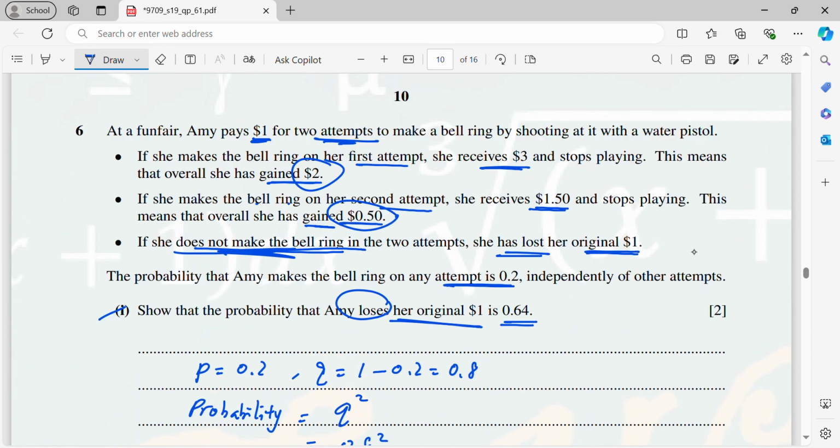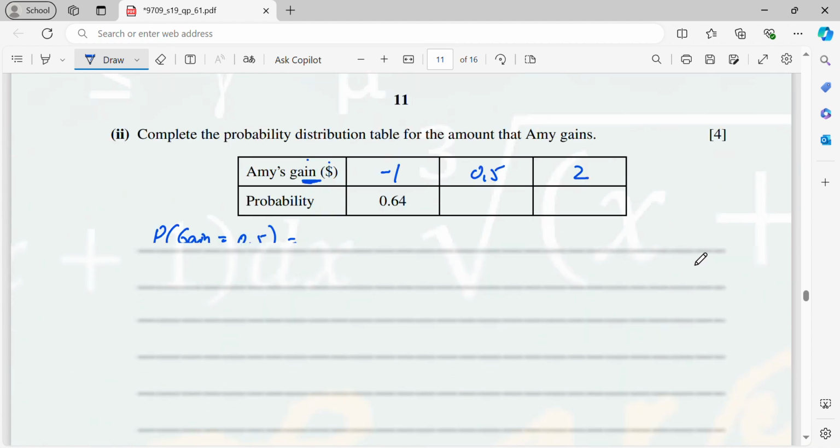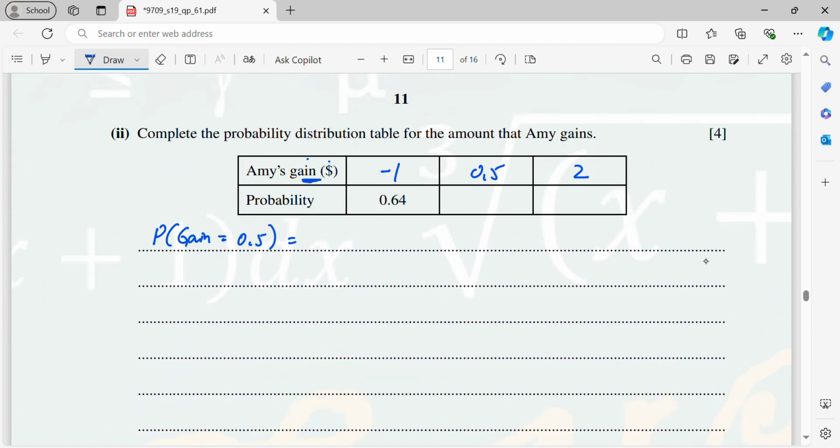She makes the bell ring on her second attempt. On her second attempt means that the first attempt was a failure, right? So the first attempt was a failure, which is Q, and the second is the probability of success. Then this is going to be 0.8 times 0.2, because the probability of making the bell ring is 0.2. Then here you will be getting 0.16.